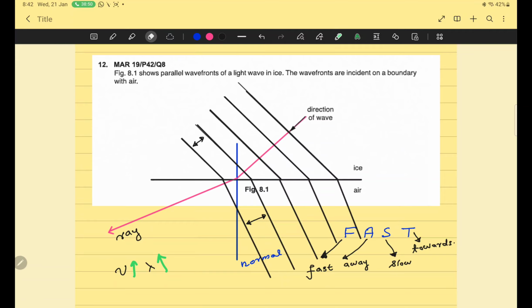Okay? And remember, the first wavefront is very important to draw like this, that the wavefront must be perpendicular on the ray.